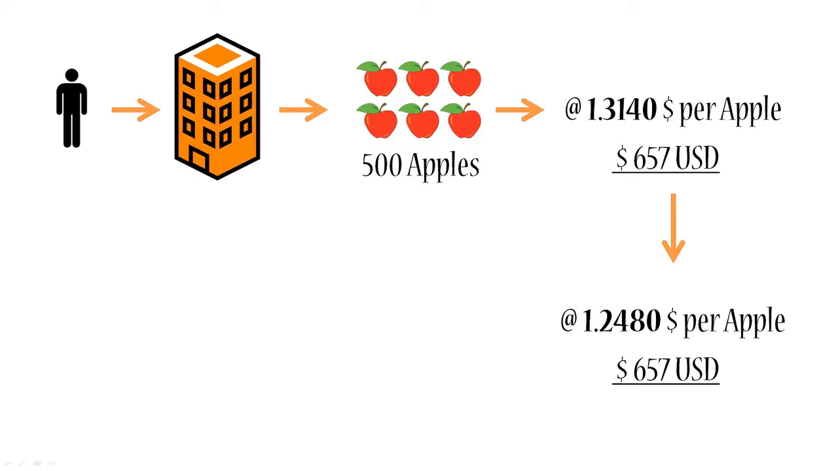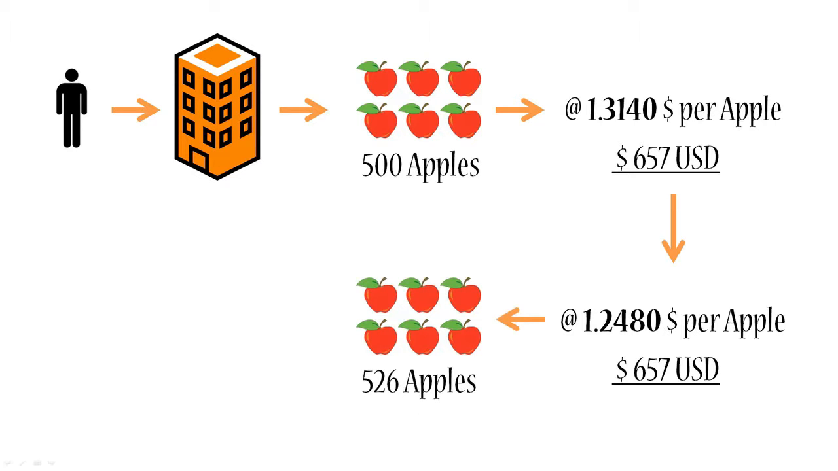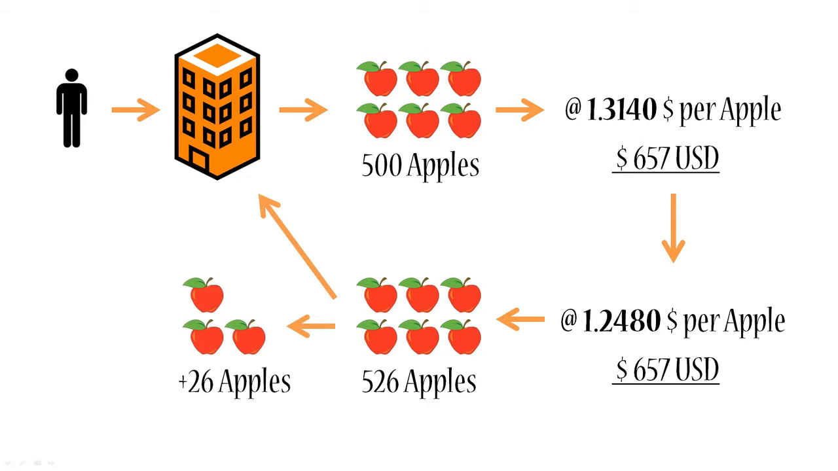Well, you're going to go and you're going to buy back apples. Now with your $657, you can buy 526 apples. So as you remember, you still have to return 500 apples to your broker, and that's exactly what you do. You return 500 to the broker, and that means you still have 26 apples of profit in your hands. Because of this transaction, you're left with an extra 26 apples.